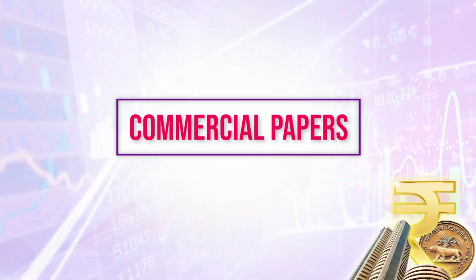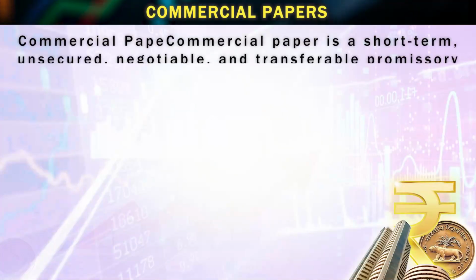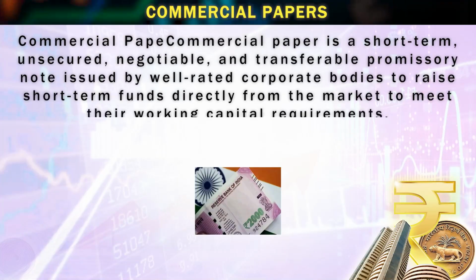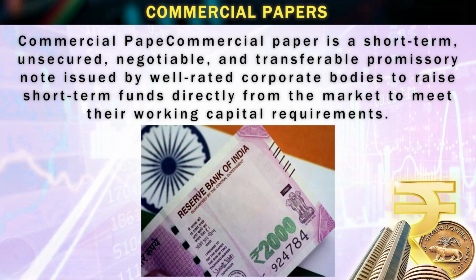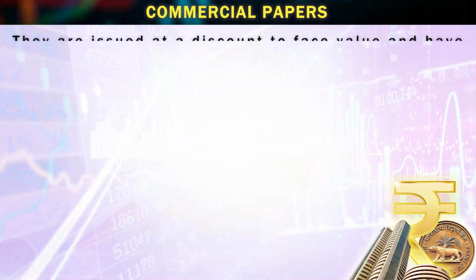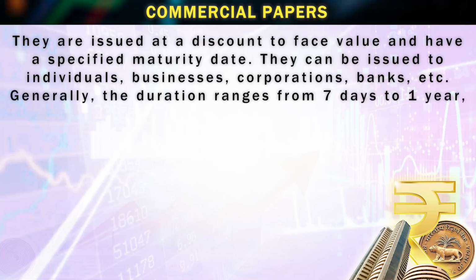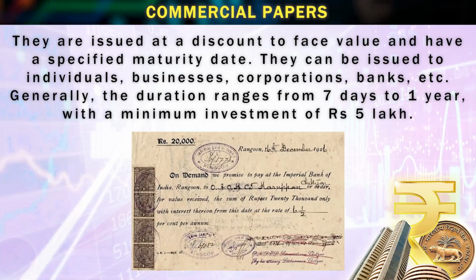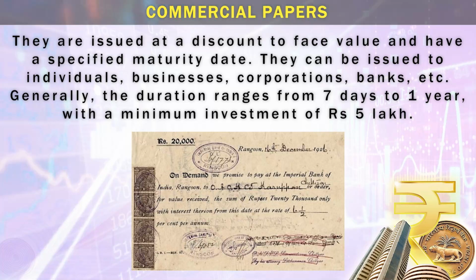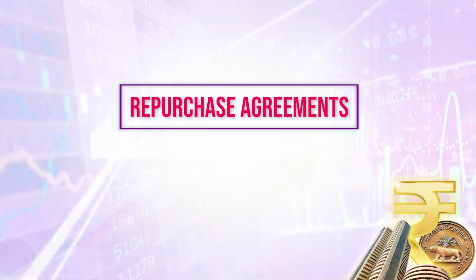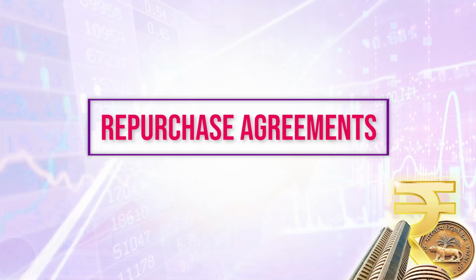These types of papers are also borrowing instruments, particularly issued by some high-rated corporate bodies. When they need funds, they raise them directly from the market by issuing these commercial papers. The minimum amount of investment is about 5 lakhs, and these commercial papers are issued with a maturity period from 7 days to 1 year. The last one is repurchase agreements.